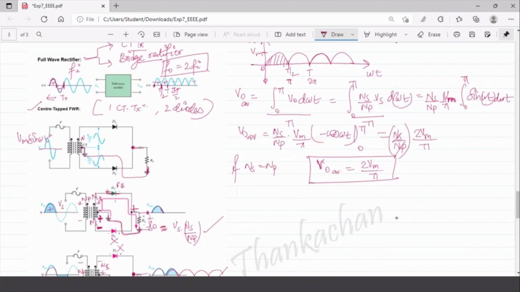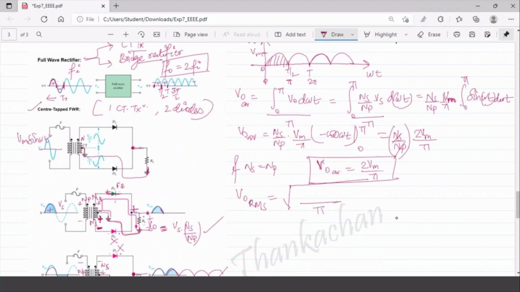And if I ask you what is the output voltage RMS value, how will you do it? Again, root of mean of square, right? Mean means divided by the time period pi, square of the signal. Square of the signal means V naught square d omega t. If you find out by substituting V naught, how much is V naught? V naught is this value, Ns by Np times Vs, where Vs is Vm sin omega t. Just a second.